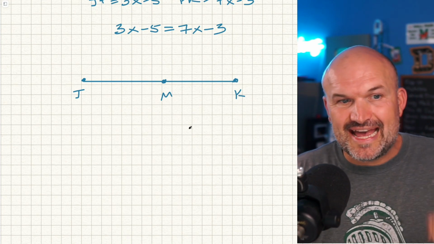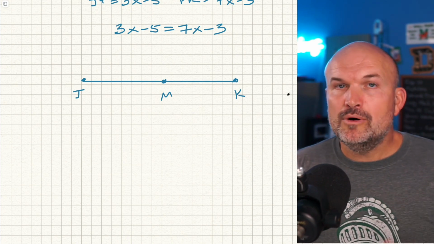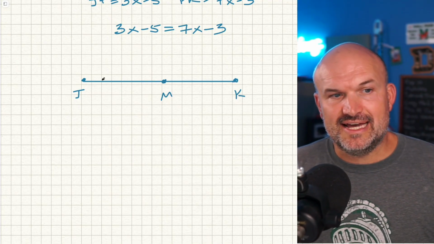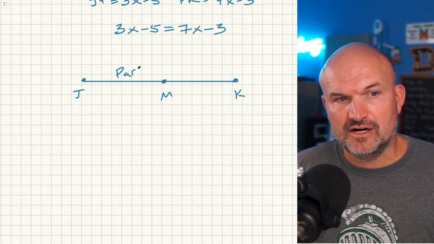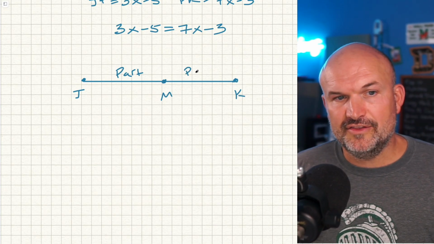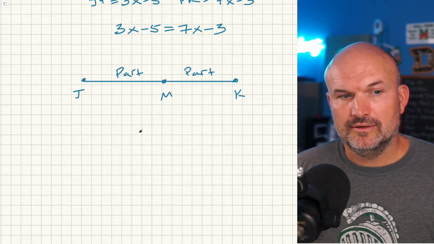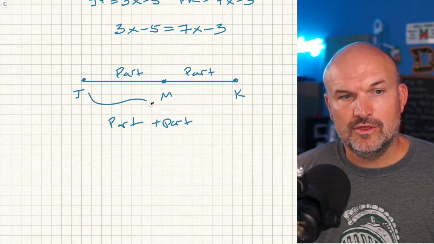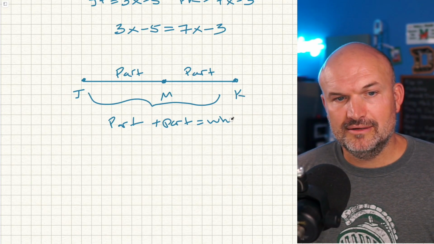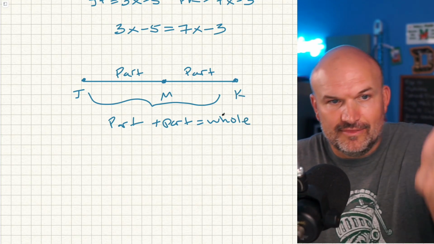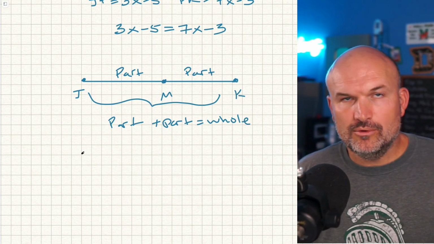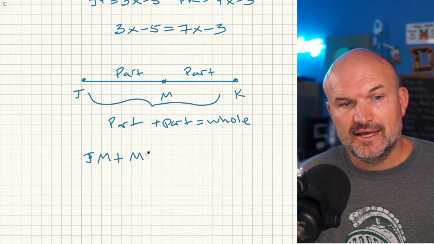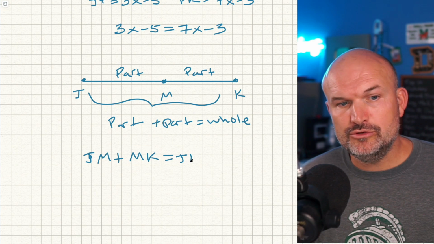But when it just says a point M is in between, then what we need to understand is the segment addition postulate. What basically that says is JM is a part of this line. MK is another part of this line. Well, the part plus the part is going to equal the whole line, right? That makes pretty obvious sense. This plus this equals the whole. So in geometry, we'll write JM plus MK is equal to JK.